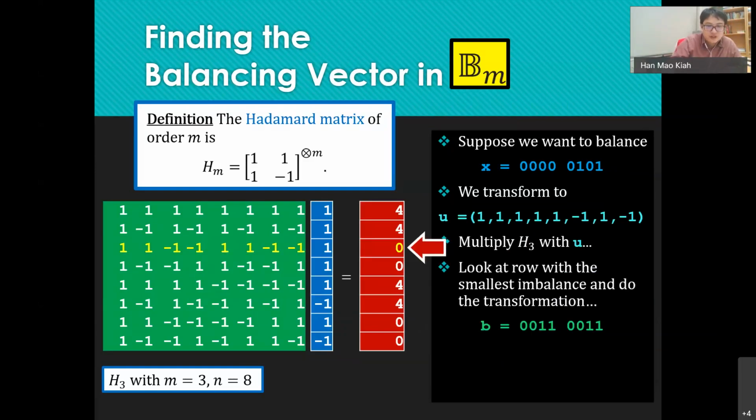Since we are interested in the smallest imbalance, we look at the value 0 here. Then we look at this corresponding row here, which is the third row. Again, this is in plus-minus 1, so we can convert it back to the 0, 1 domain by turning 1s into 0s and minus 1s into 1s. So this is the b that comes out of it. And it turns out this b belongs to our balancing set over here.